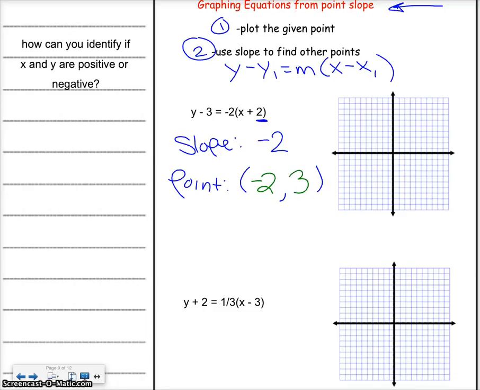All right. So you plot your point, that's step 1, (-2, 3). Whoops, +3. Can you see your grids on your graph? And then I use my slope, down 2 over 1, down 2 over 1, and down 2 over 1. Connect. And don't forget to put your arrows.